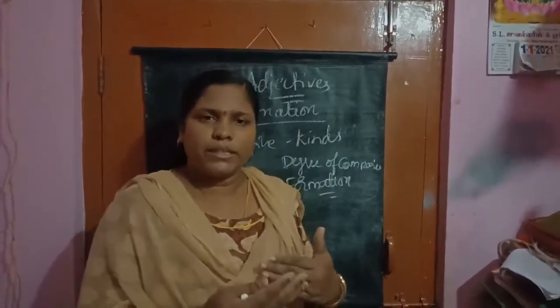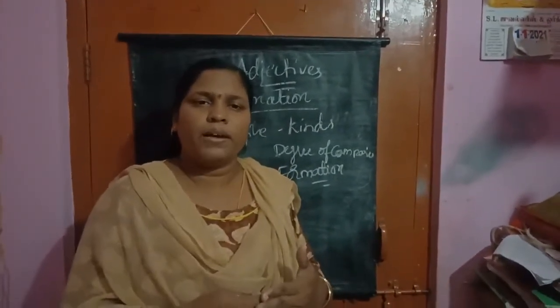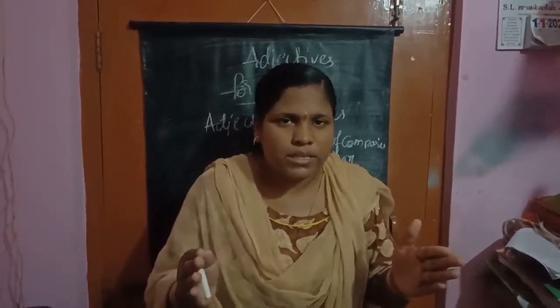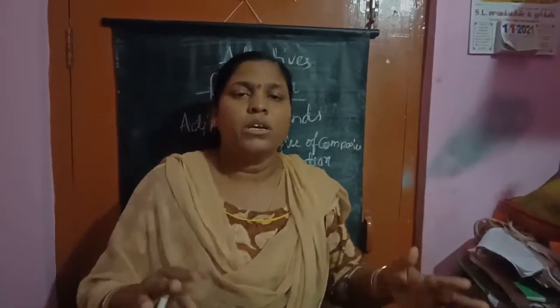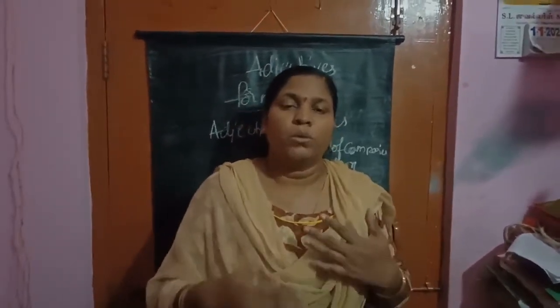When comparative degree comes, what happens? We are comparing between 2 persons. Yes, children. We are comparing between 2 persons. Superlative degree, we are comparing with the whole, meaning more than 2. It can be people, it can be a thing.